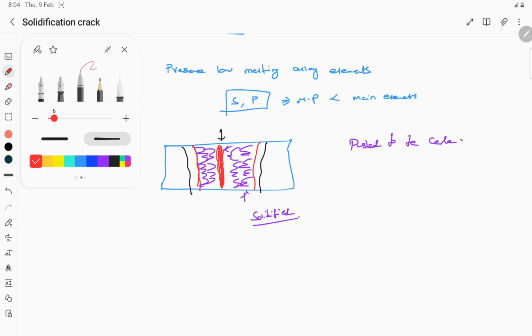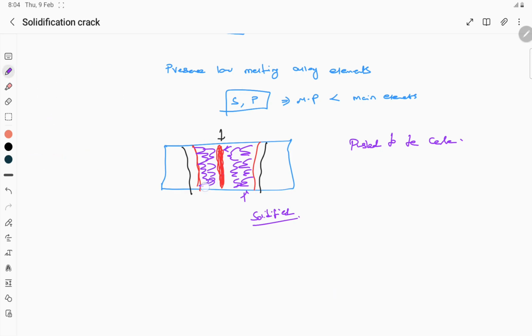So these areas will be fully in a solid state, as they have higher melting point. This low alloying elements melting point is lower, so it will be still remaining in liquid form only. So what happens is that this solidified part acts upon this liquid film, giving us stress, and it will result in separation of this liquid film. So this separation of liquid film leads to the formation of crack.